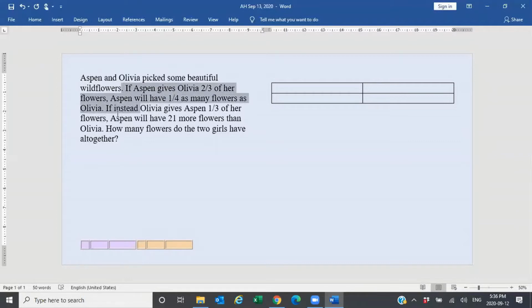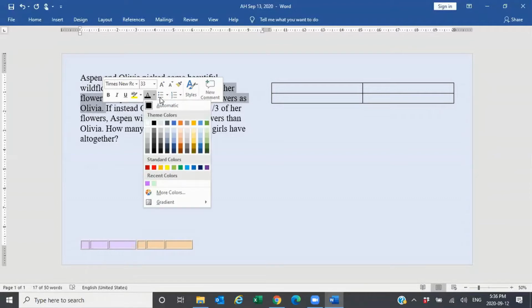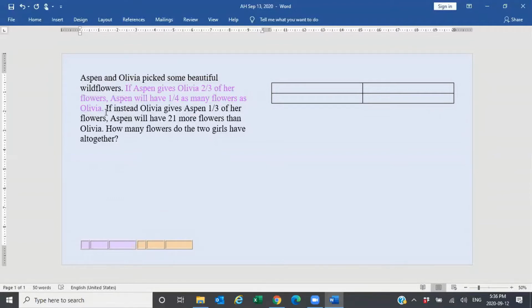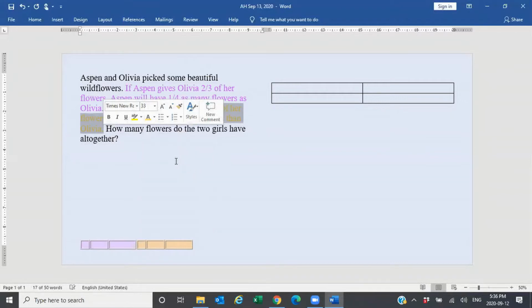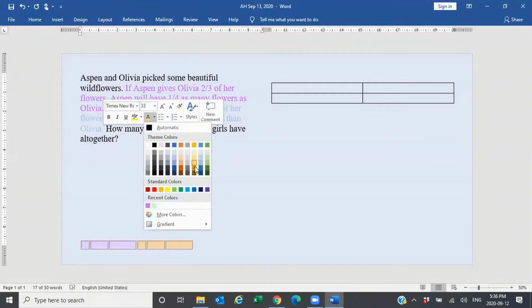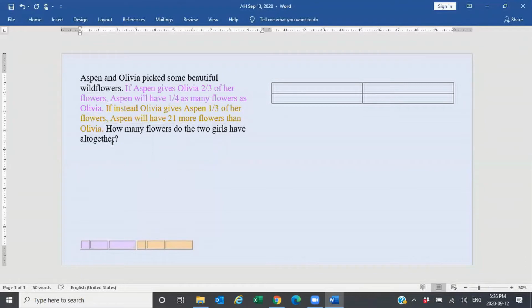I will highlight the first sentence, leaving out the part of the wildflowers, because that is not really important. More just setting up the scene, right? Put that there. And the second part will be this color. All right, so we did that.